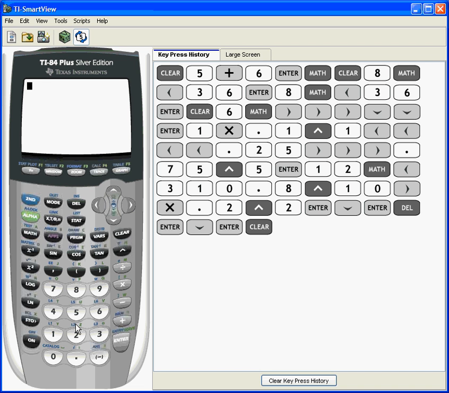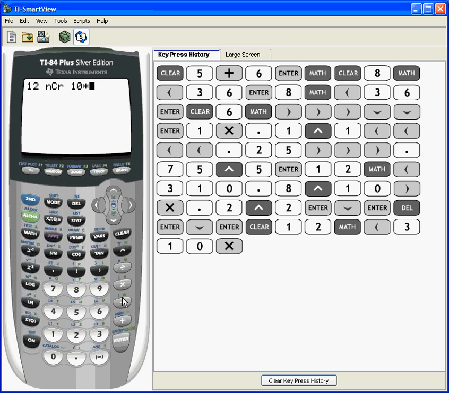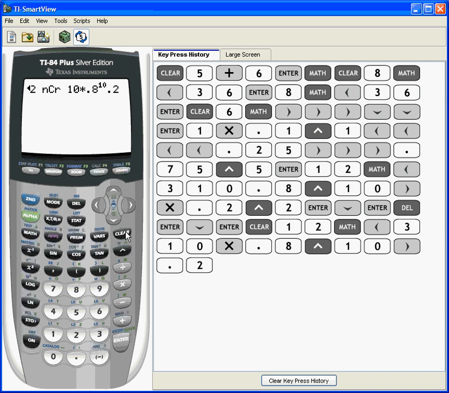Let's just start all over on that one. So 12, math, PRB, number 3, 10. Something tells me I left out my multiplication here. 0.8 raised to the 10th for the number of successes, and 0.2 raised to the second for the number of failures. And that's where we got that number from.